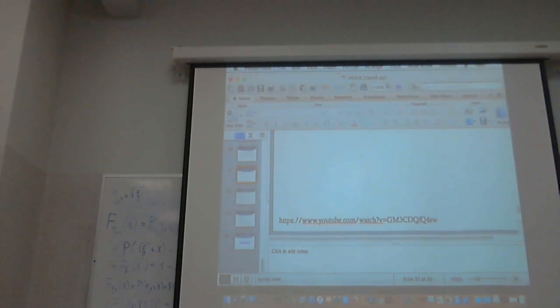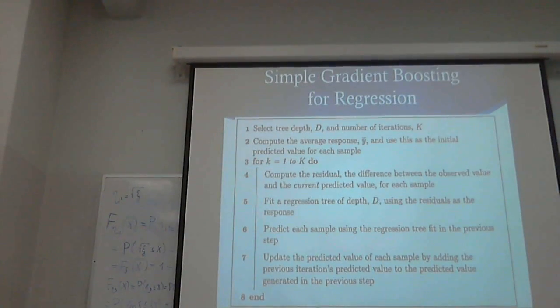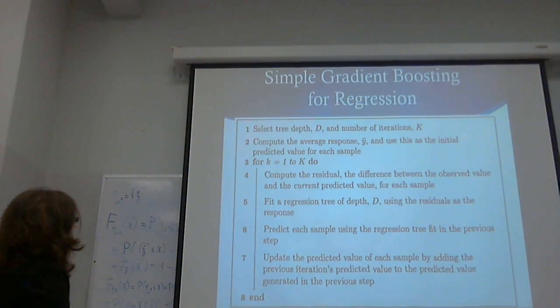So the tuning parameters are: you select the tree depths. You select the tree depths and the number of iterations. And yes, you compute the average response. Average response, you remember, we cannot predict the exact value. We predict something very, some average or median value.